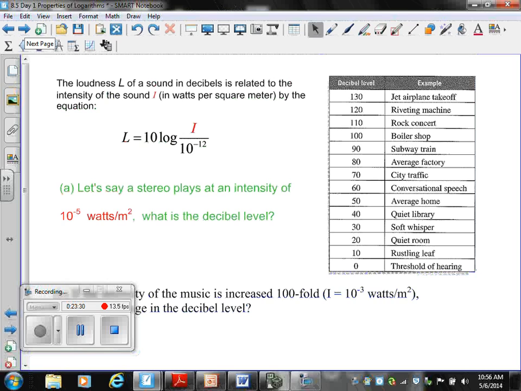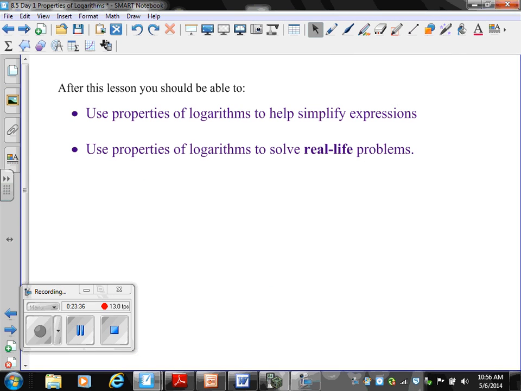So we did one of these things, right? We looked at the properties of logarithms. Hopefully they helped us to simplify expressions. And again, we're going to look at, in class tomorrow, some real life problems. We're going to look at the decibel, that sound problem that was on the last page. So if you need to go back and get them in your notes, and then we'll fill it in tomorrow in class.